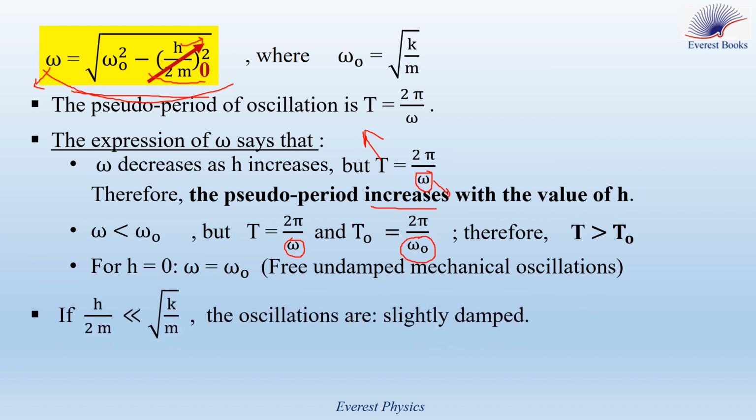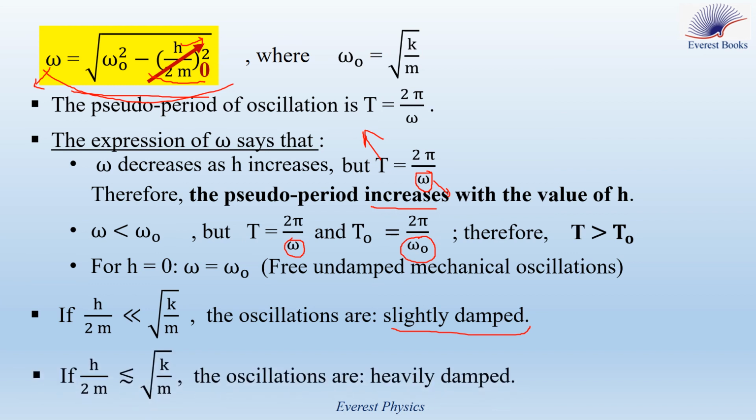For this case, if h over 2m is much less than the square root of k over m, the oscillations are said to be slightly damped. What do we mean by slightly damped? In slightly damped, the oscillator performs many oscillations before it stops.